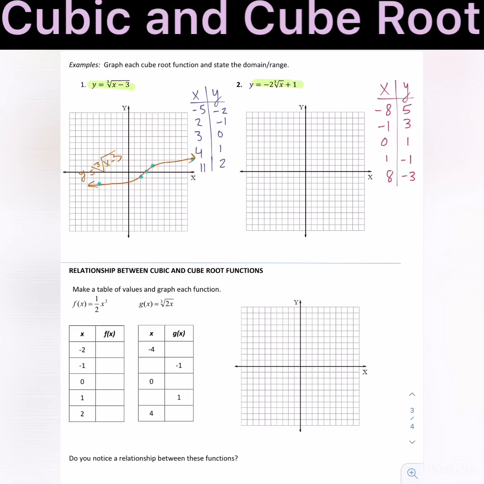If you want to pause the video and try these on your own, you may. 1, 2, 3, 4. So -8, 5 is right there. -1, 3 is here. 0, 1, 1, -1, and then 8, -3.